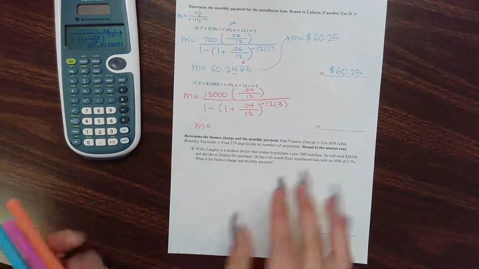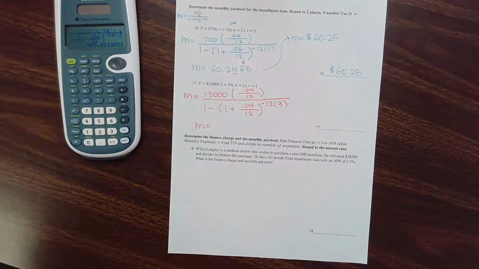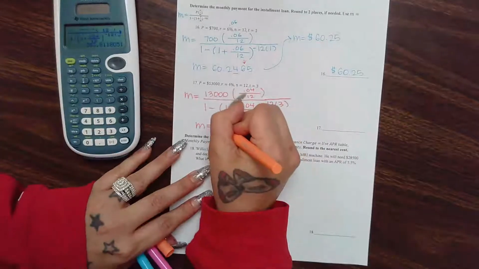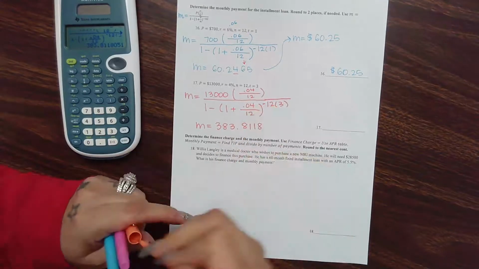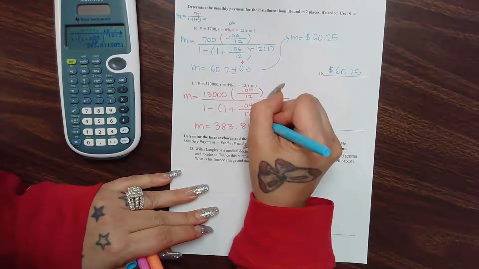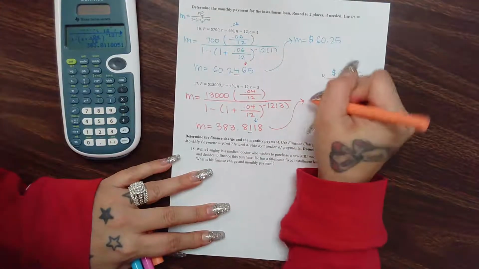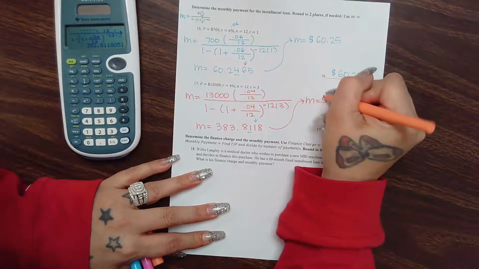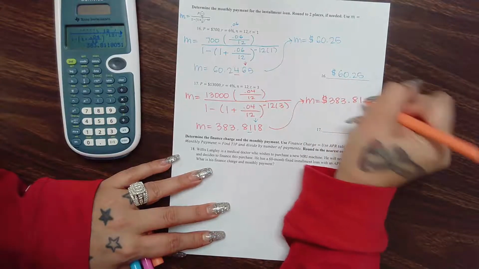Okay, and what I get, the monthly payment for this installment loan, whatever it was that I ended up needing to make payments on, I have 383 and 8118. Money, hundredths, underline, look at. 1 tells me to stay. So my payment monthly is $383.81.